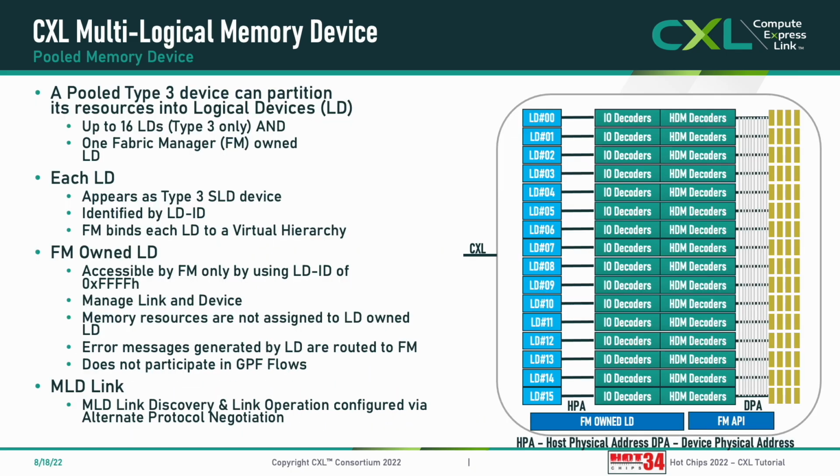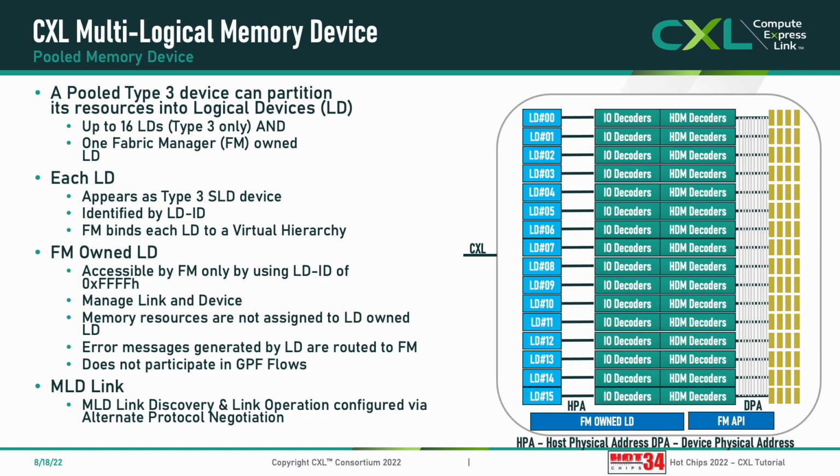Now, the previous example was where you had resources and you divided those resources across each link, which means that a multi-ported device had to have as many links as it can partition its resources into. A multi-logical device takes a different approach. You have one CXL link coming in, but then you're able to partition your resources behind that one link and allocate those resources to multiple OS images that are connected through a switch to that particular device. We call this type of device a pooled type 3 device.